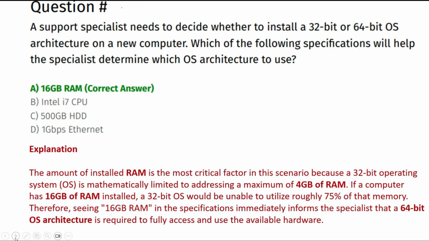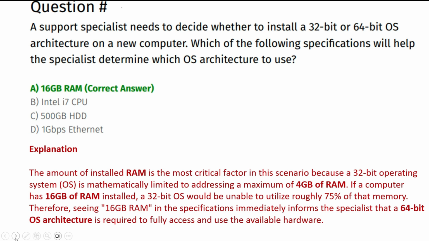And the next question is, a support specialist needs to decide whether to install a 32-bit or 64-bit OS architecture on a new computer. So which of the following specifications will help the specialist determine which OS architecture to use? Option A, 16 GB RAM. Option B, Intel Xeon CPU. Option C, 500 GB HDD. Option D, 1 Gbps Ethernet. And the correct answer for this question is option A, 16 GB RAM.